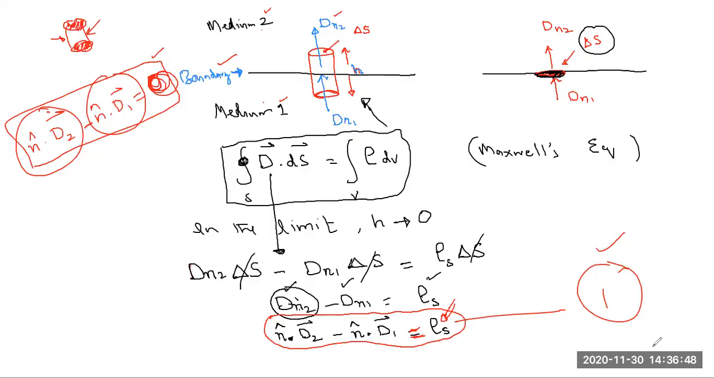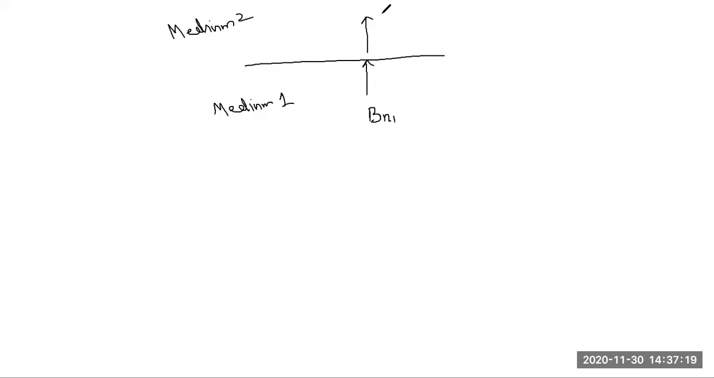In a similar manner, now we are going to derive the second boundary condition. And now we are going to find the relationship between the normal component of B1 and the normal component of B2. So again, I'm going to apply a Maxwell equation.